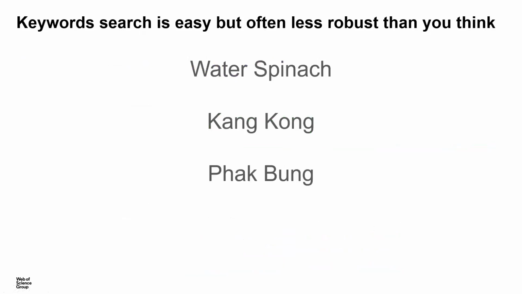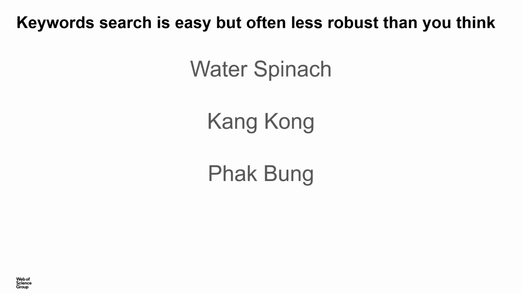Okay, so these three keywords, have a think in the back of your mind what these three keywords are. Are they referring to a vegetable, an insect? Most of you would know that this is a vegetable, but are they the same vegetable? Yes, they are. These three keywords refer to the same species of vegetable. Just that water spinach is in English, kangkong is in Malay, bakpong is in Thai.